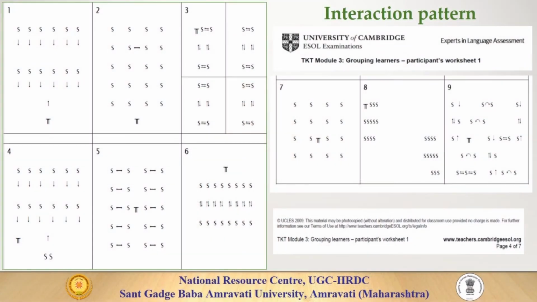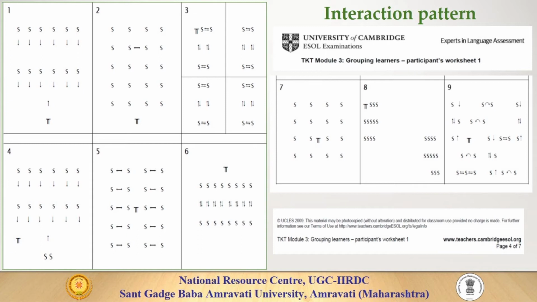The teacher can vary the interaction pattern in each of these activities. For example, it can be one group interacting with another group, or each student getting a question after they have been shuffled and seeking the answer from someone else. On this slide, you can see examples of interaction patterns in the classroom. T stands for teacher and S stands for students.